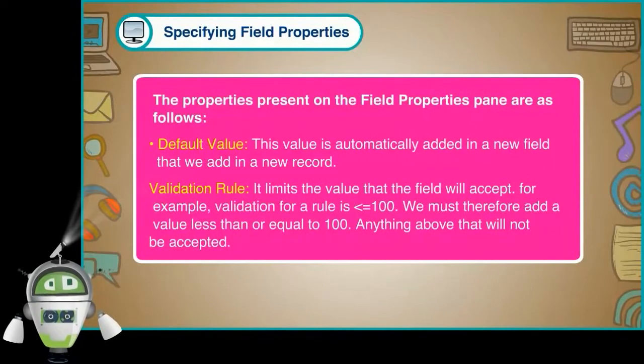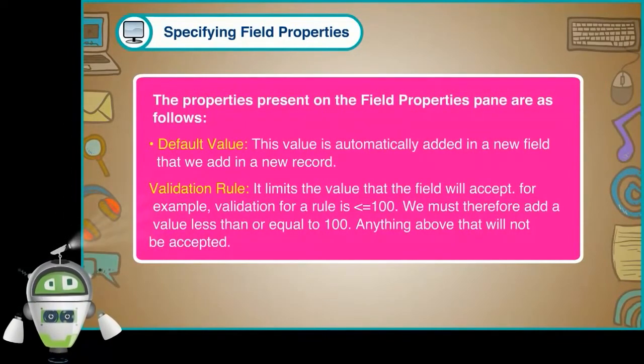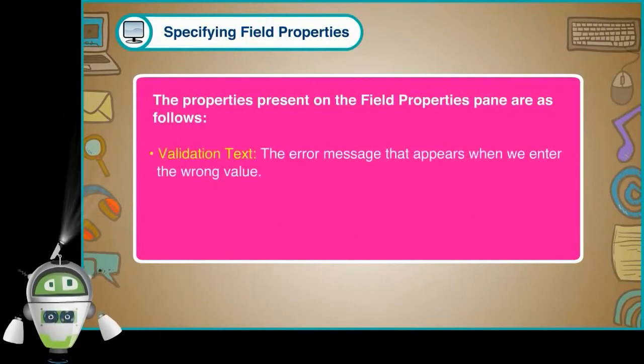Validation rule. It limits the value that the field will accept. For example, the validation rule is less than or equal to 100. We must therefore add a value less than or equal to 100. Anything above that will not be accepted.